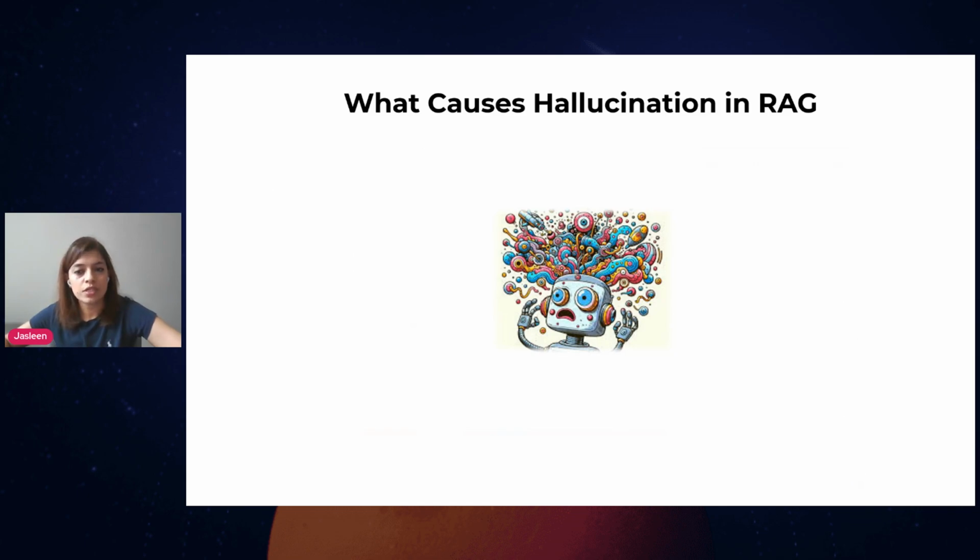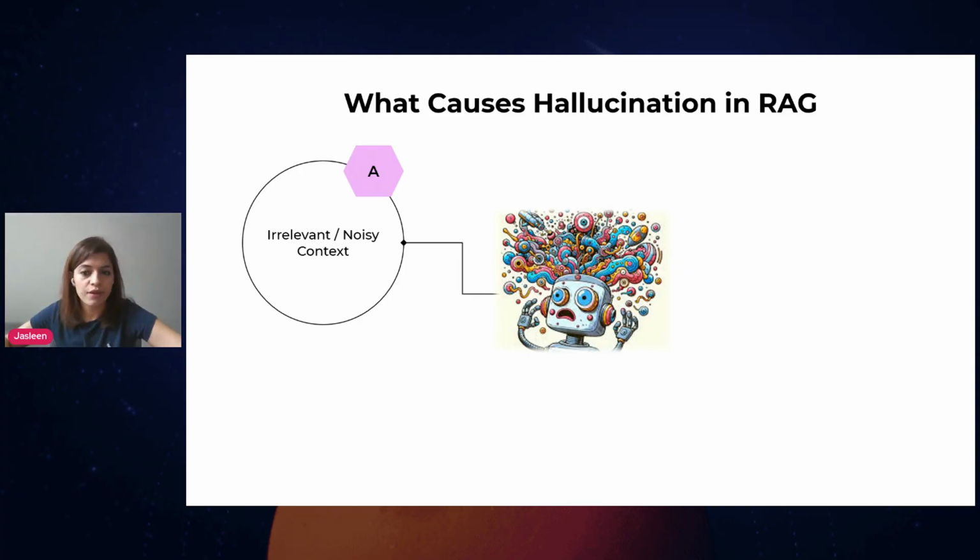Let's break down the key reasons why hallucinations happen in RAG systems. The first is irrelevant or noisy context. Sometimes the retriever pulls in content that's semantically similar but contextually useless. For example, if someone asks about cloud billing best practices, and the retriever fetches content about cloud weather predictions. Now, the semantic match here may be high, but the information is completely irrelevant. This kind of noise confuses the LLM, and it often leads to plausible sounding responses but not grounded in the right facts.